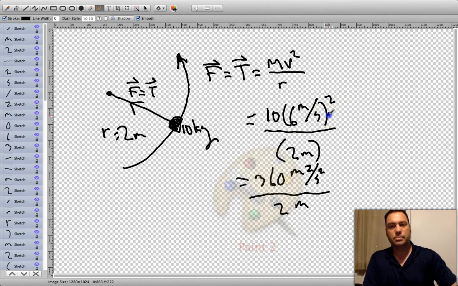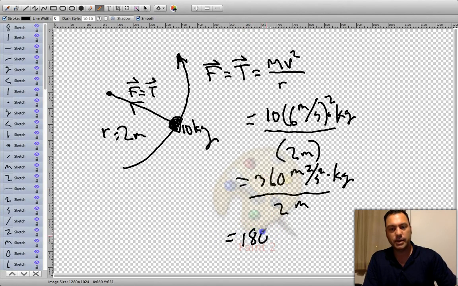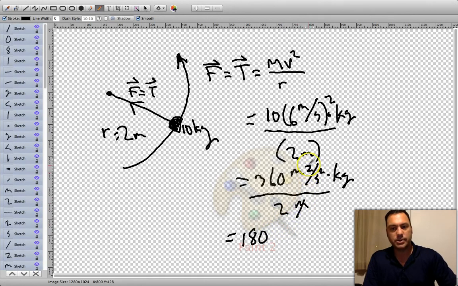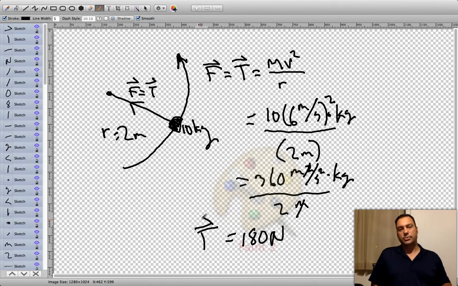So I'll just say times kilograms, just to keep it honest. I should have put it right here, but I forgot. But if my units don't work out, then I've got a problem, right? So I've got to keep them all there. All right, so 360 divided by 2 is going to be 180. This cancels with that. Kilogram meters per second squared. Hey, that's the same thing as a Newton. Cool. So the tension is 180 newtons. Neat. All right, what's the next part of that question?